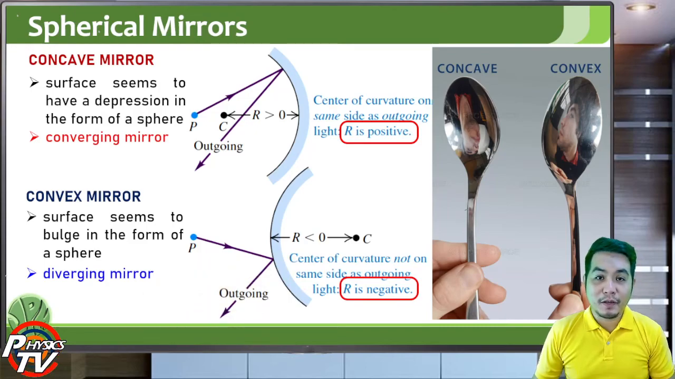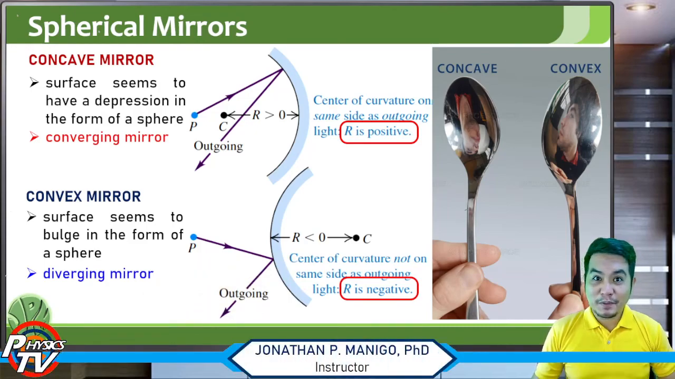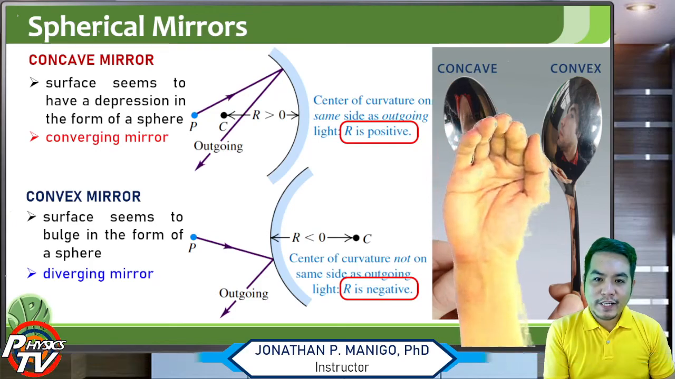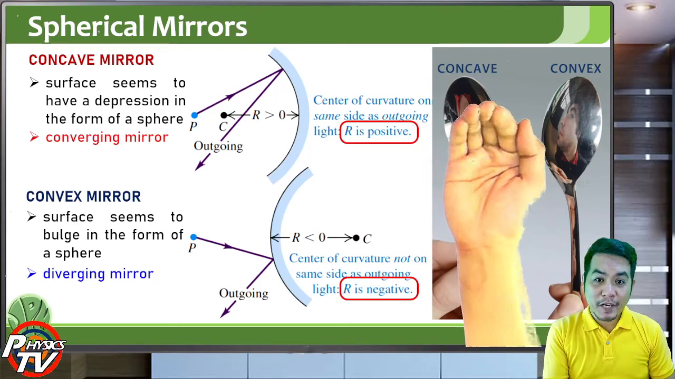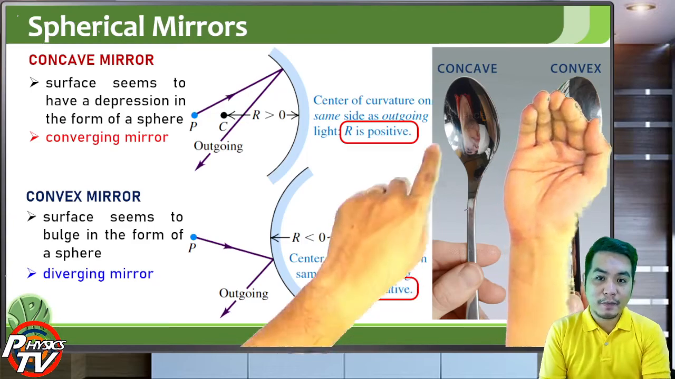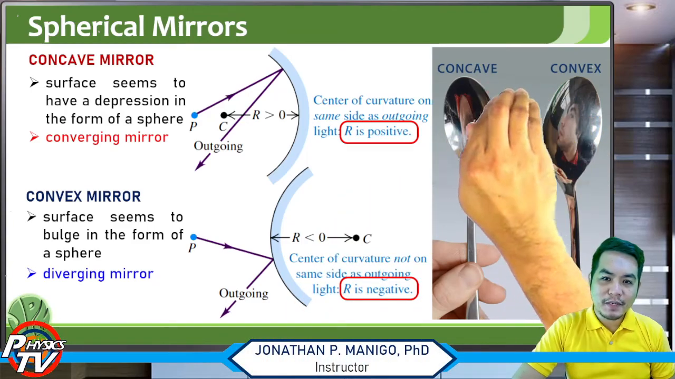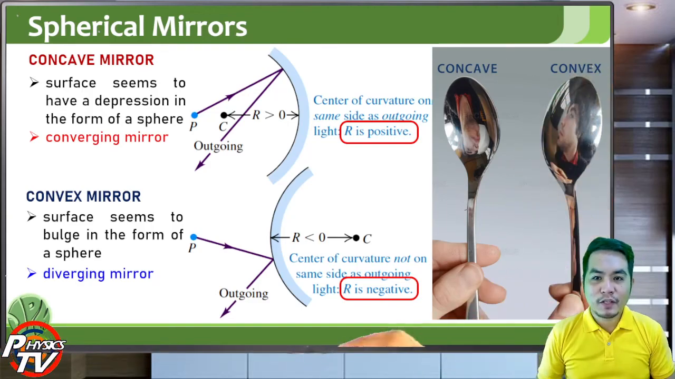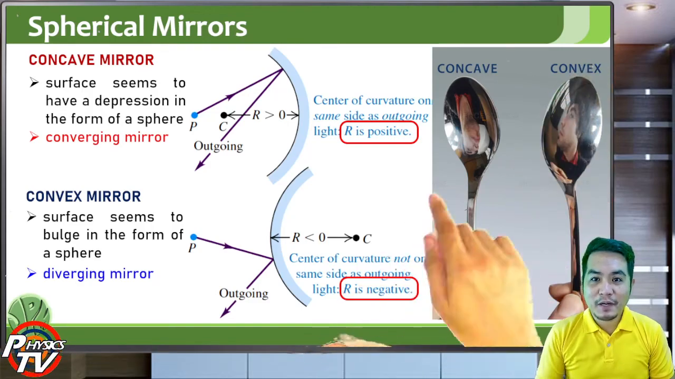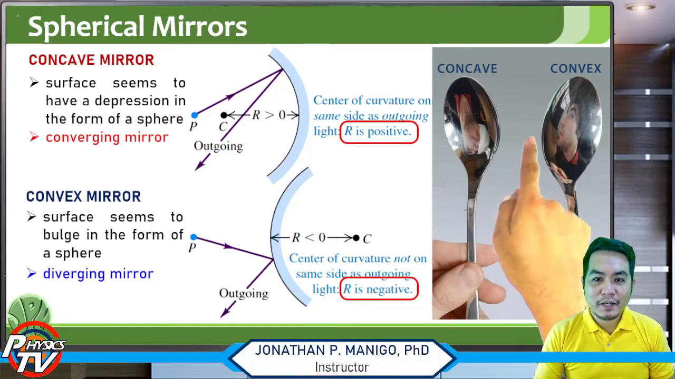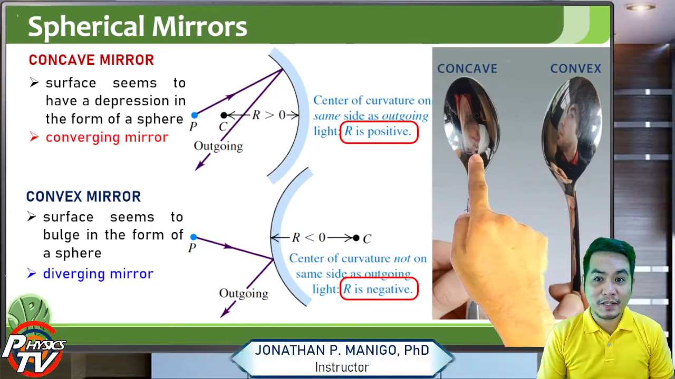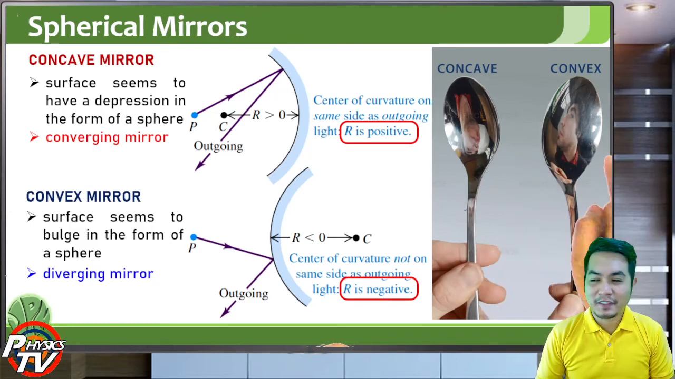So one example of this is a spoon. So if you look at a spoon in this manner, you see the depression, that's actually the concave part. But if you reverse the mirror on the back side, when it's now bulging, that's actually a convex mirror. And you will notice that there are different images formed here. You will see that the image that you see here is inverted, here it's erect.